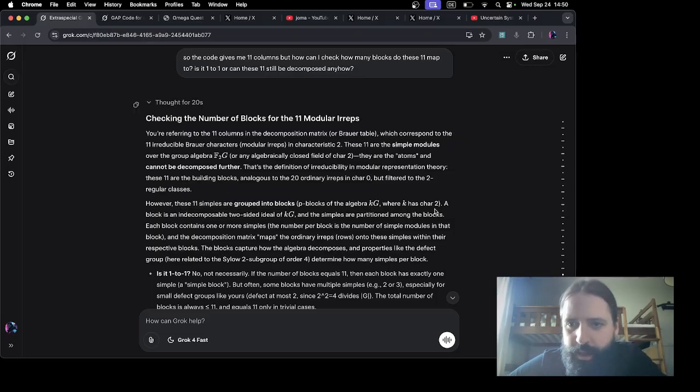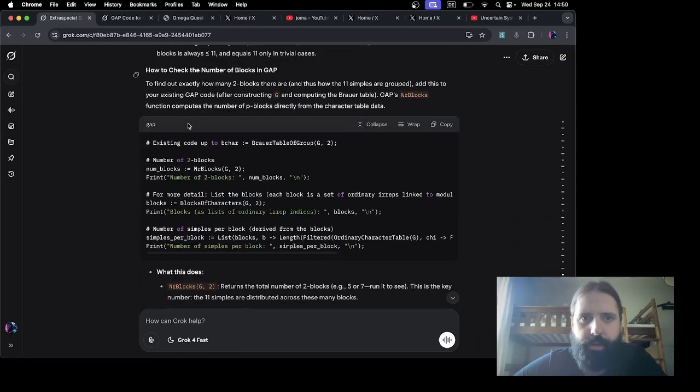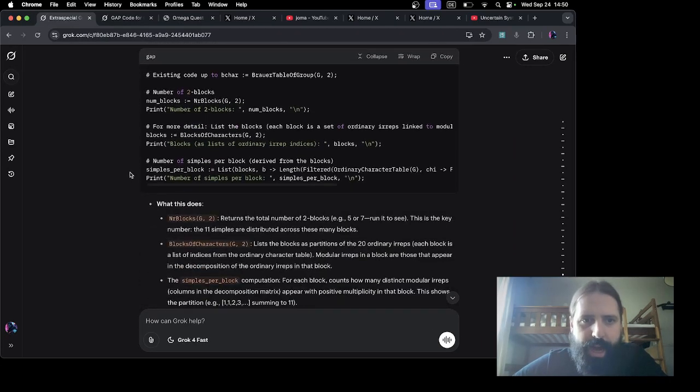A block is an indecomposable two-sided ideal of KG, and the simples are partitioned among the blocks. Each block contains one or more simples. The number per block is the number of simple modules in that block. No idea what I'm talking about. Not necessarily how to check for the number of blocks in GAP.